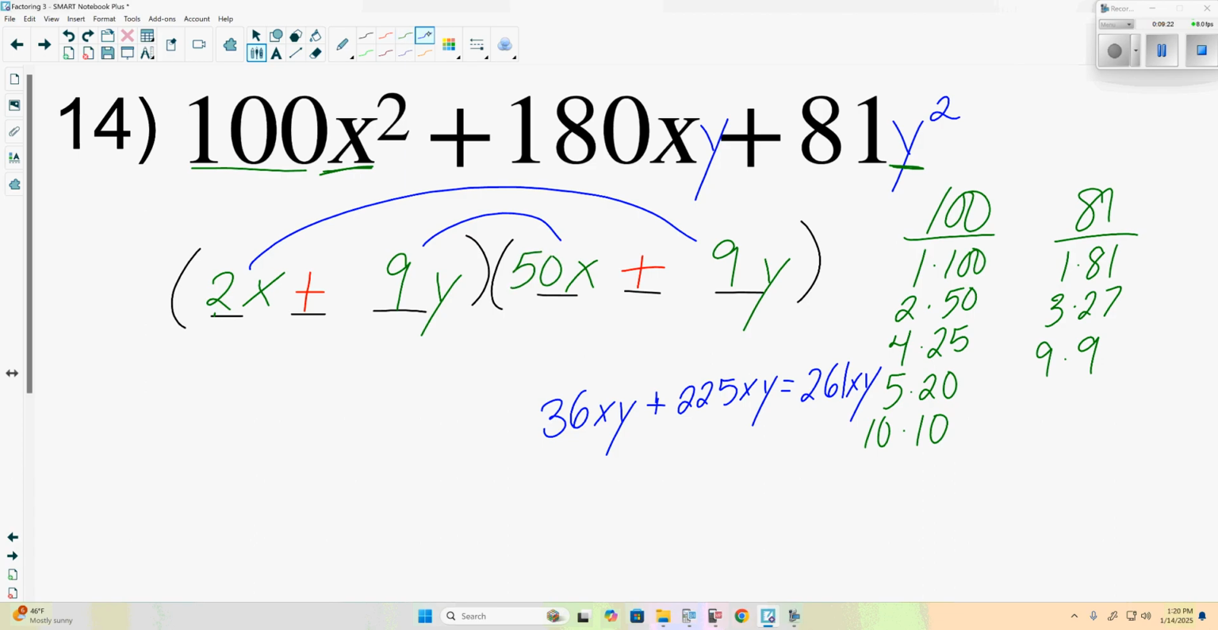2x times 9y is going to be 18xy. Now 9y times 50x is going to be 450xy, which will give us 468xy. That's not right. Okay, let's try 3 and 27.